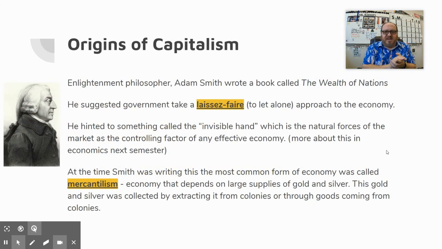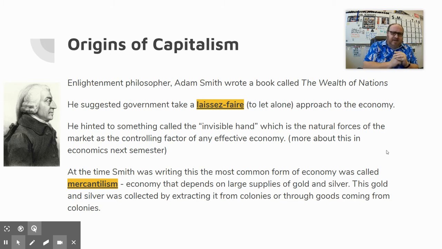Now, where do we get the idea of capitalism from? Well, in the 1700s, a guy by the name of Adam Smith, an Enlightenment philosopher, Scotsman, actually, he's from Scotland, wrote a book in 1776, to be exact, called The Wealth of Nations. It actually was published right after the Declaration of Independence came out. Not that it had any bearing on what he wrote.